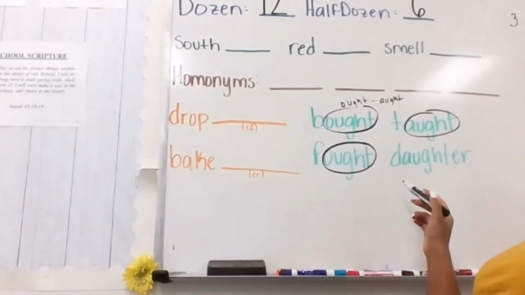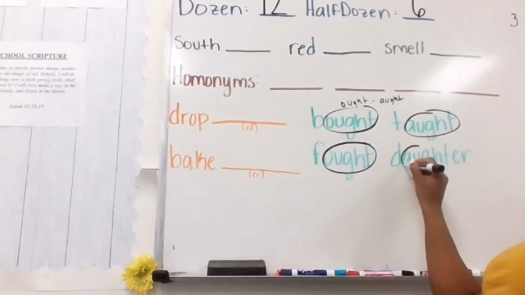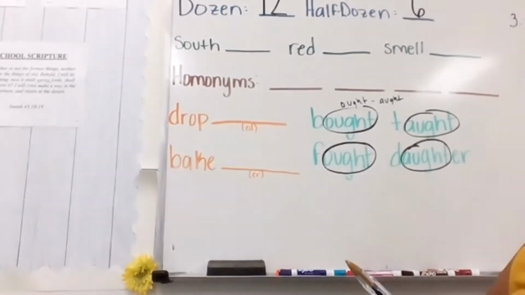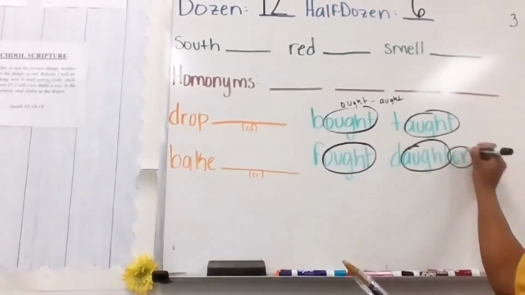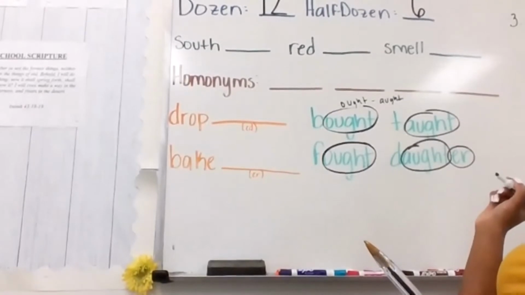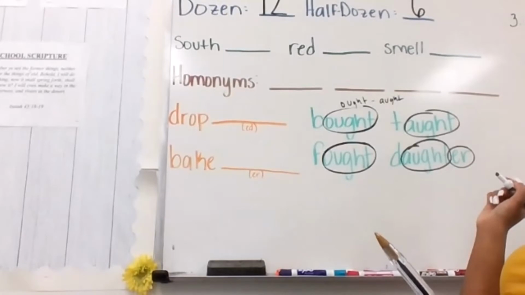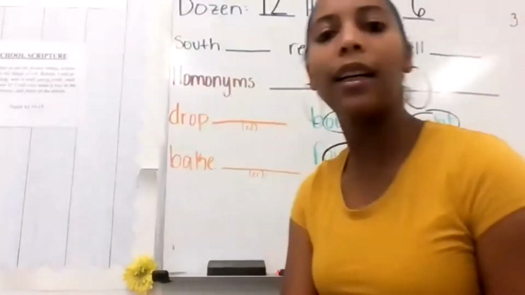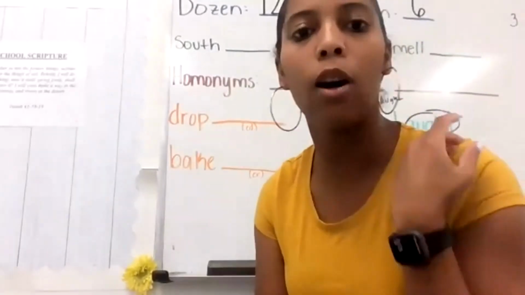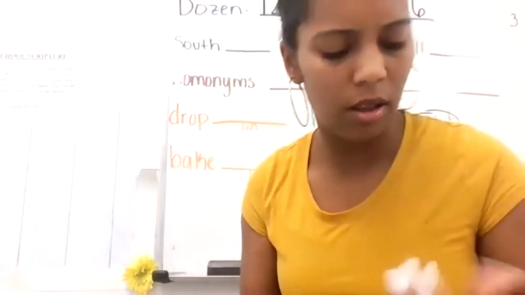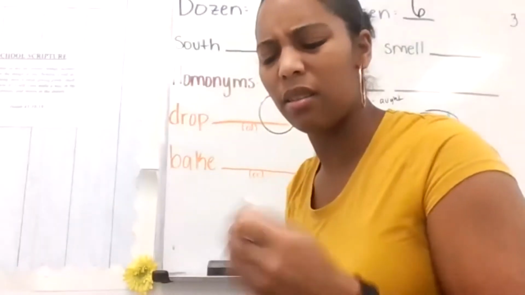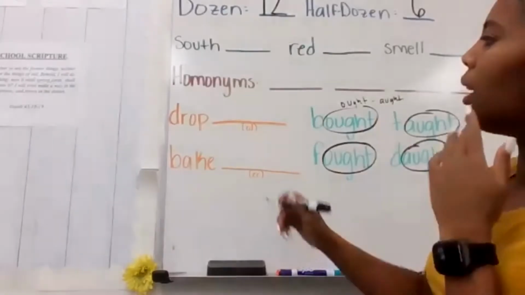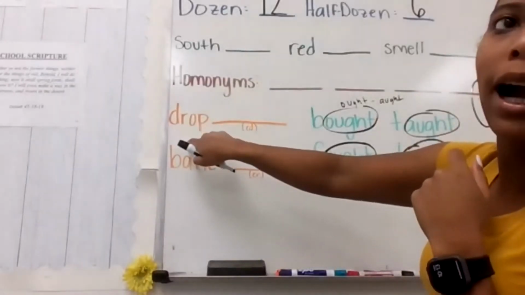And then our last one. A-U-G-H-T and E-R. What's the word? Daughter. Yes. Daughter. Good. So it's A-U-G-H-T ought, O-U-G-H-T ought. Okay, let's go ahead and look at drop.